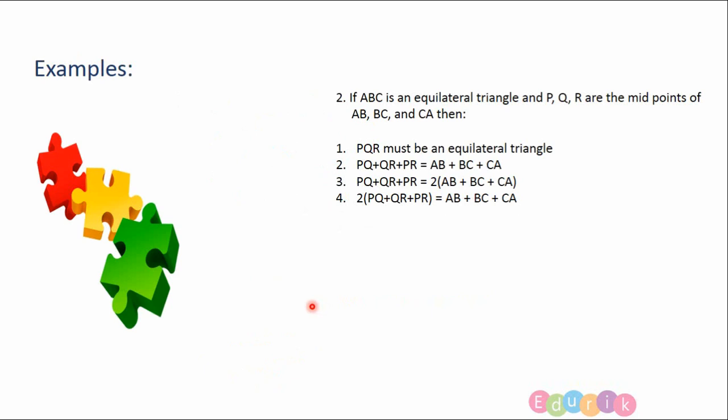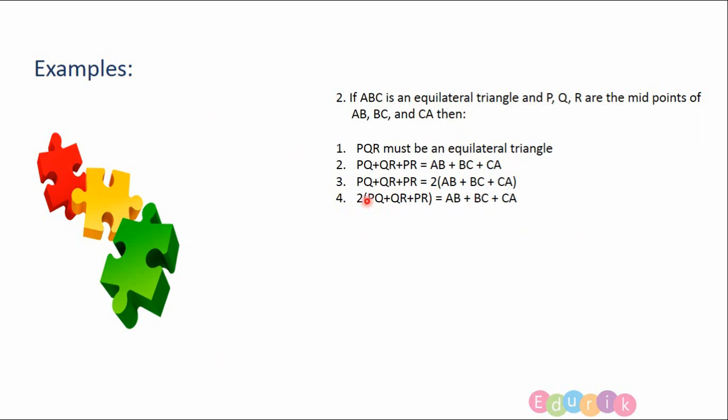Now let's move on to another example here. There is a question stating there is again an equilateral triangle we have got. ABC is an equilateral triangle and P, Q, R are the midpoints of AB, BC and CA. So we are given four options. This is a multiple choice question. The question is asking which of the following statements will be true. We have to find it out.